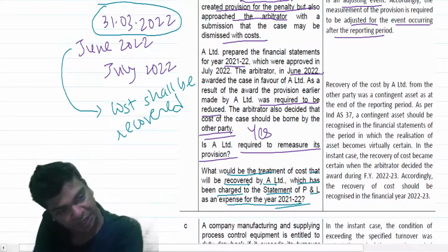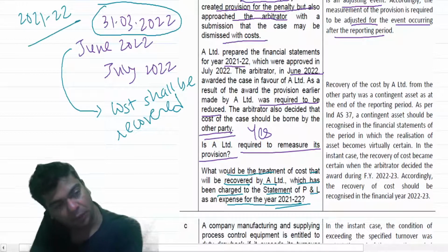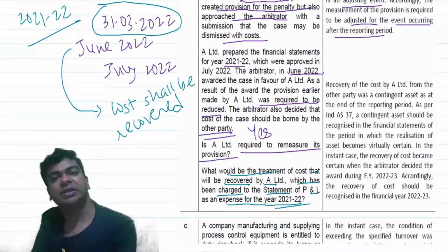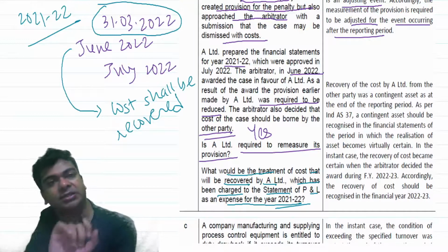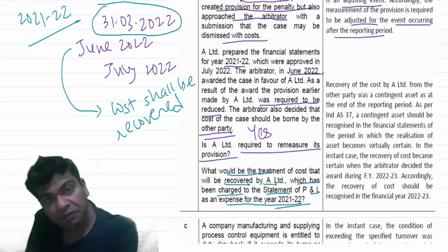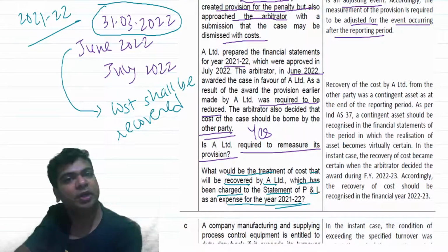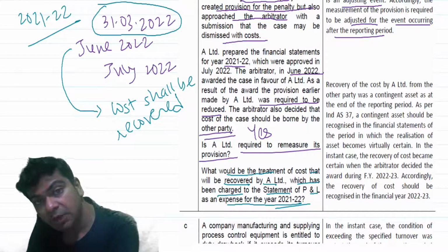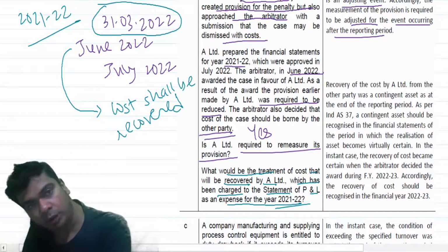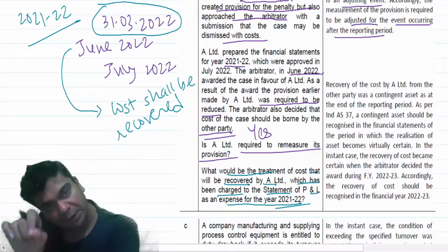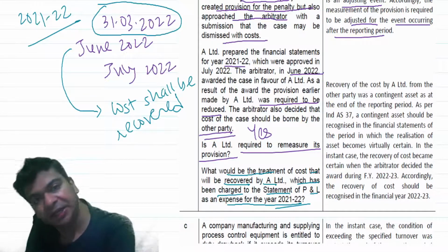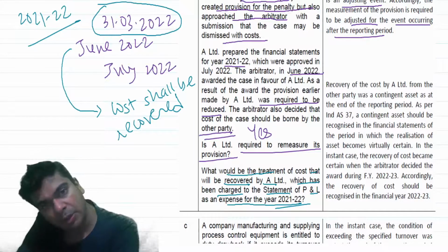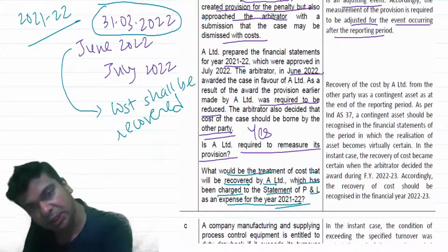Agreed. But as far as the year 2021-22 is considered, the year which has just ended, we will consider this as a contingent asset. Please understand, we will treat it as contingent asset. On 31st March 2022, we were hopeful that it may be dismissed with cost, but we were not 100% sure on the balance sheet date. The best thing that you can do is show this as a contingent asset because this is nothing but an inflow of resources, which is probable. Probable inflow of resources is considered to be a contingent asset.